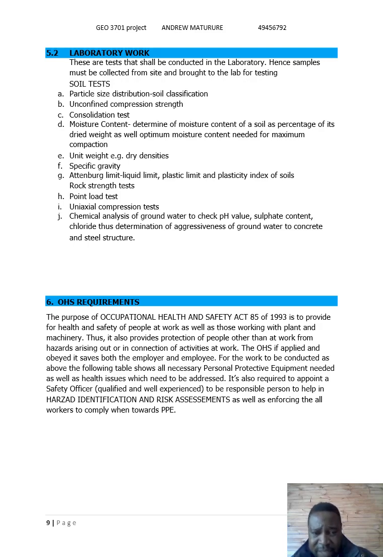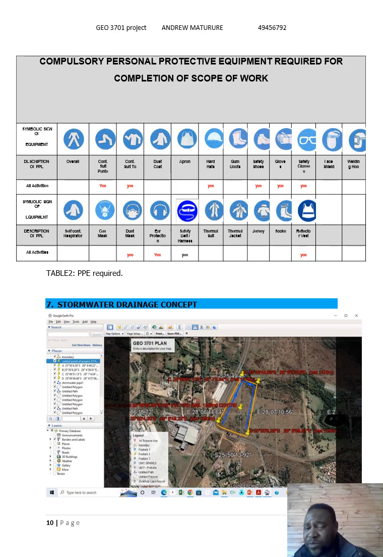Now we move on to number 6, which is the OHS requirements. Basically we need to abide by OHS requirements and also provide PPE like shown here. PPE is needed for everyone who's going to be conducting any activity on site.